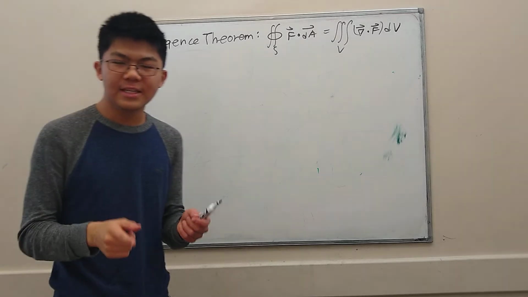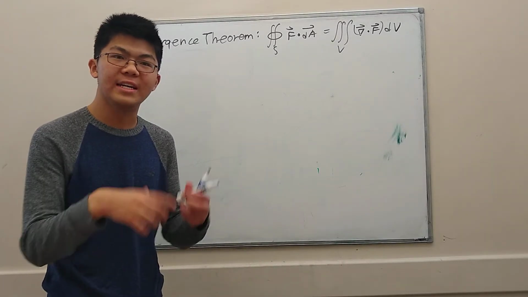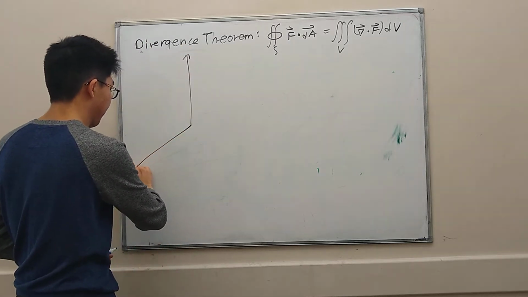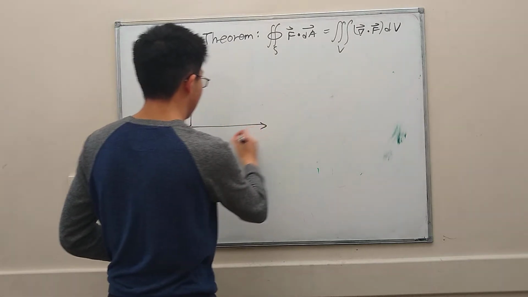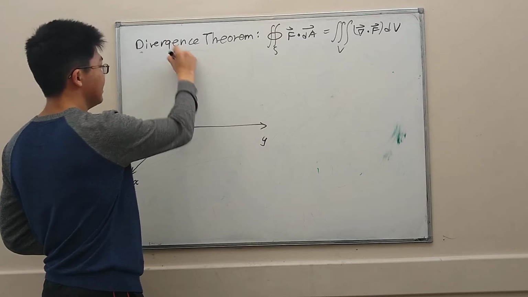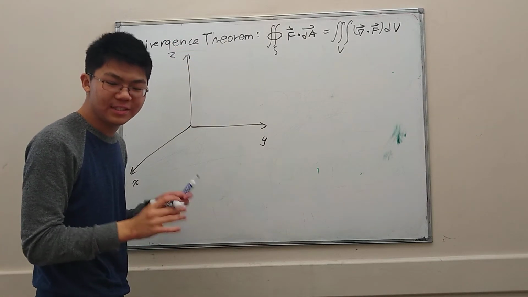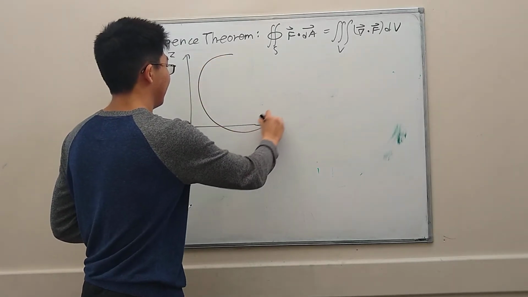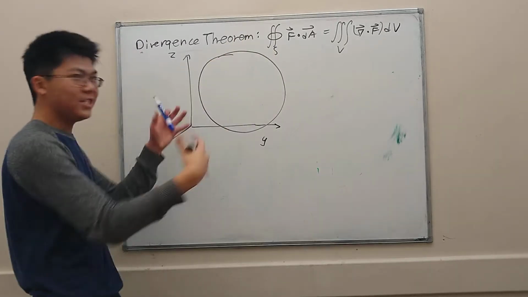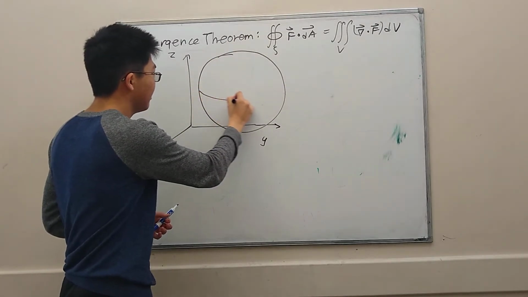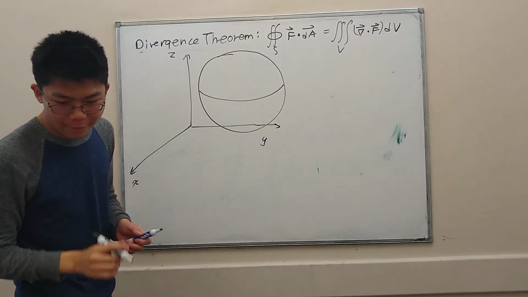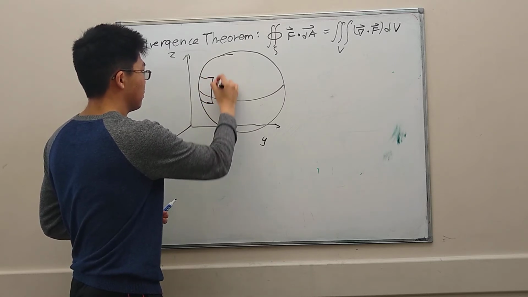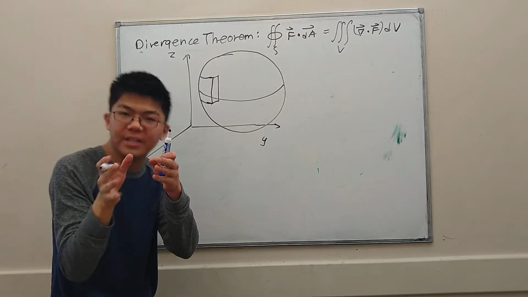So, in this example, I'm going to try to have an x, y, and a z axis. So I'm going to have an x here, and a y here, and a z here. And I'm going to draw a really big sphere. So this is our sphere. And I'm going to draw this little box over here. So here's our little box.